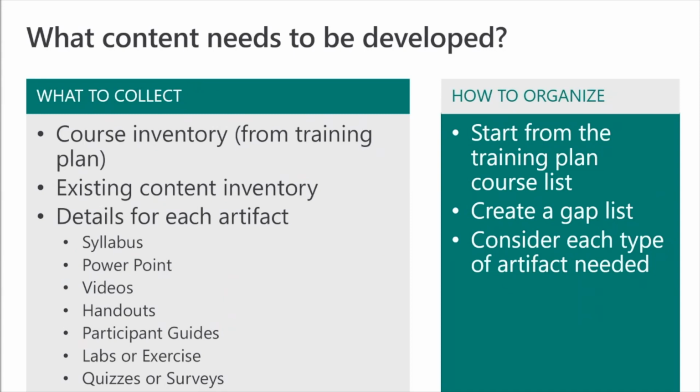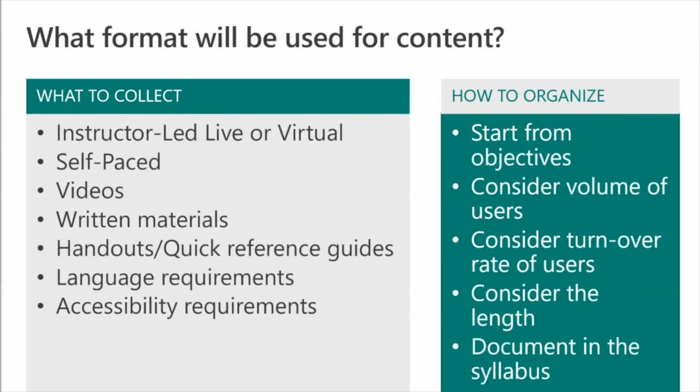And you'll also want to consider each artifact. So if a particular course needs a syllabus, a PowerPoint, and a handout, then in your content development plan, you're going to have 3 rows. So for each course and each artifact, you'll need to decide what format will be used.